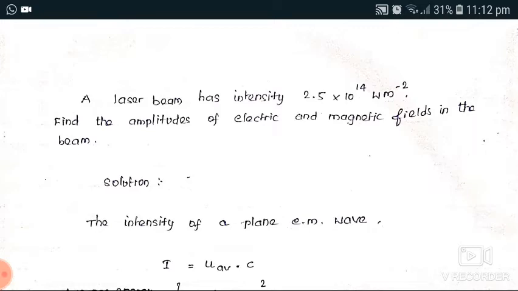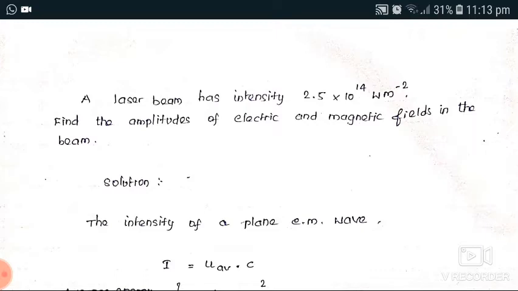So you know the laser. Laser means light amplification by stimulated emission of radiation, right? A laser beam is a very narrow and intense beam. A narrow, intense beam of light produced by a laser is called a laser beam.